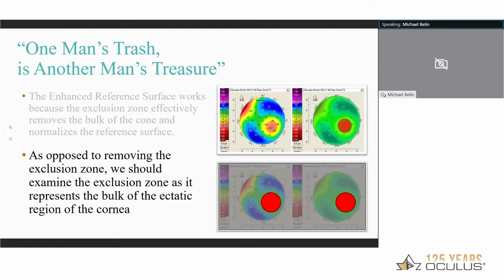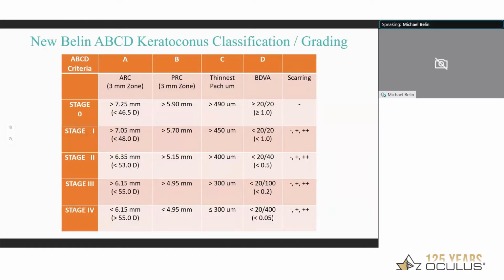So as opposed to removing the exclusion zone, we examine the exclusion zone as it represents the bulk of the ectatic region. And that's, again, especially in the keratoconus eyes, a 3 millimeter optical zone centered on the thinnest part of the cornea. And we came up with a new classification called the ABCD classification or grading system. A stood for the anterior radius of curvature, B for the back or posterior, C was the thinnest point, not just an apical reading, and D was not an objective measurement, but subjective spectacle distance visual acuity.